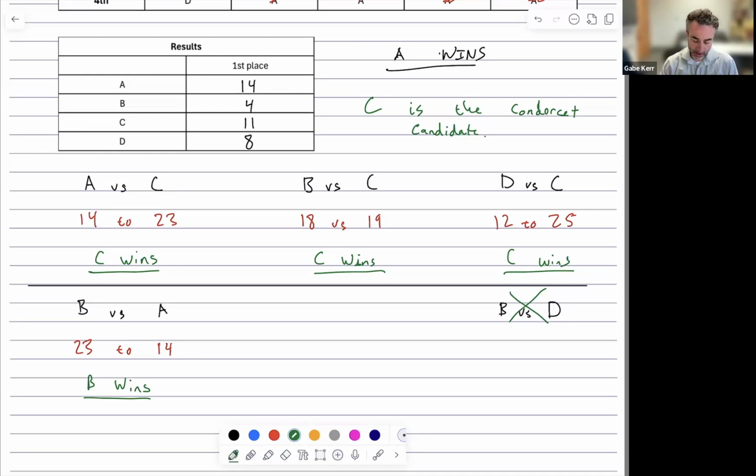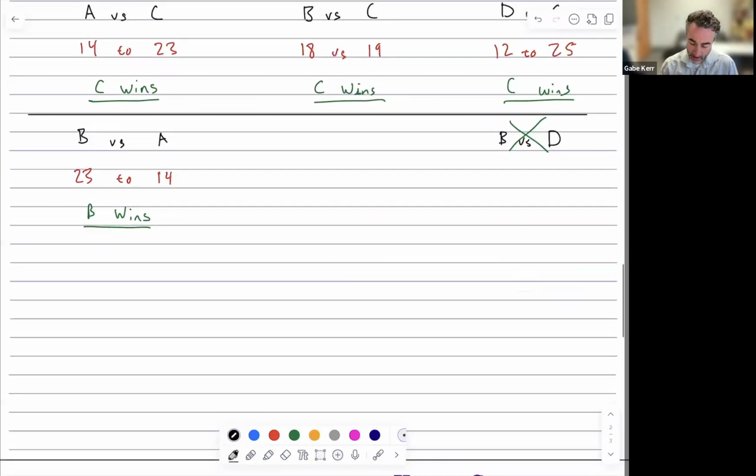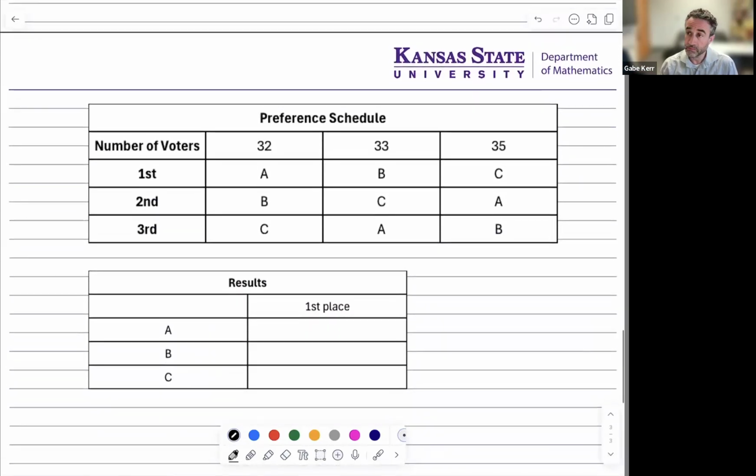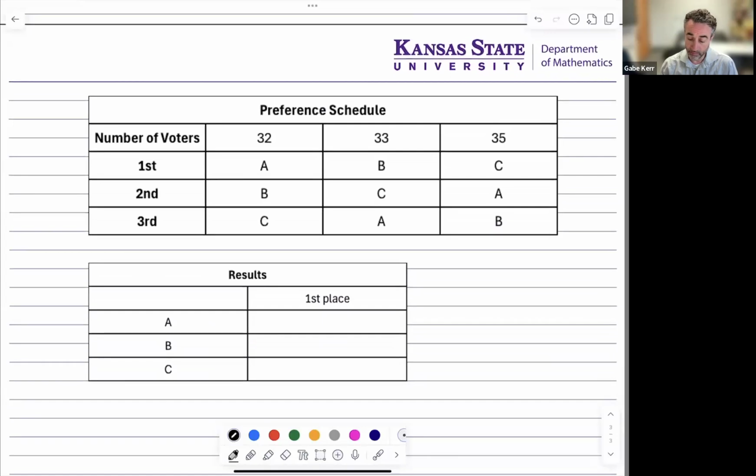Now, from this discussion, these two examples, one might think, okay, well, why don't we just throw away the plurality method and just use this head-to-head matchups and see if we can find a Condorcet candidate. If the Condorcet candidate's there, we'll just find that person, and that person's the winner. And the reason that that may be an issue is illustrated in this example. So let's take a look.